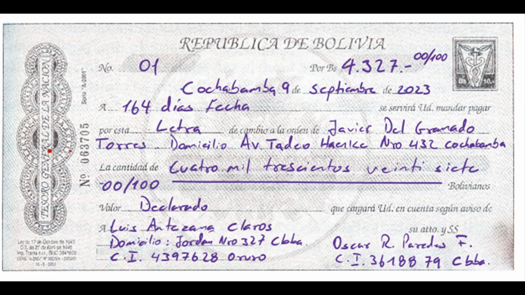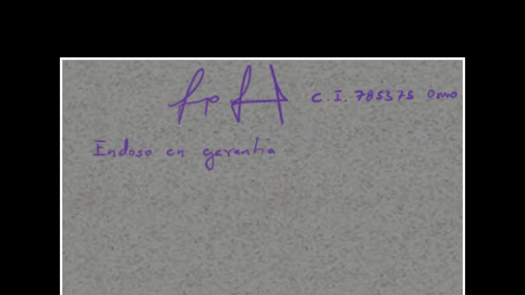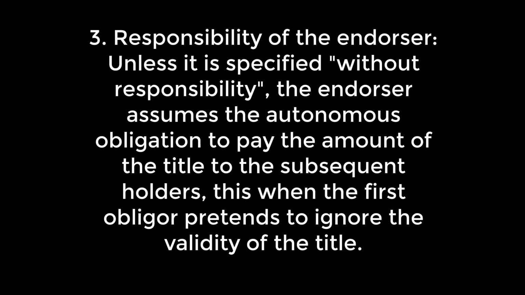In this last image, we have the particularity of an endorsement in guarantee, which turns the title into a mechanism of guarantee for the fulfillment of an obligation. It is necessary to clarify that in this case it is necessary to consider the term of validity and effectiveness of the same title.